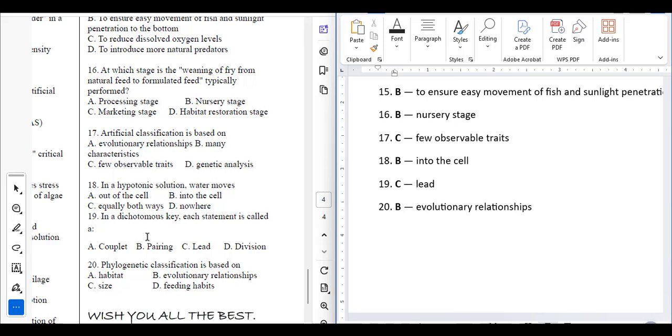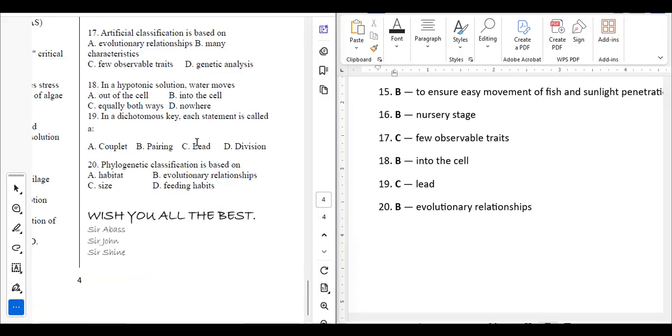Next one, number 17. Artificial classification is based on A, evolutionary relationships, B, many characteristics, C, few observable traits, D, genetic analysis. Okay, so there are few observable traits. Yes, few observable traits.